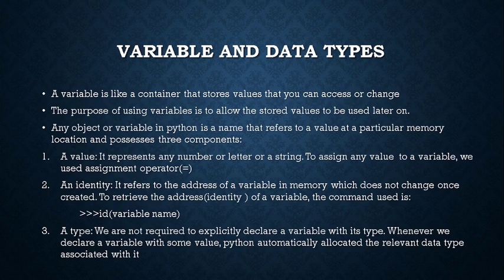Now number 3, a type. We are not required to explicitly declare a variable with its type. Whenever we declare a variable with some value, Python automatically allocates its relevant data type associated with it. Let me give you an example about these things.